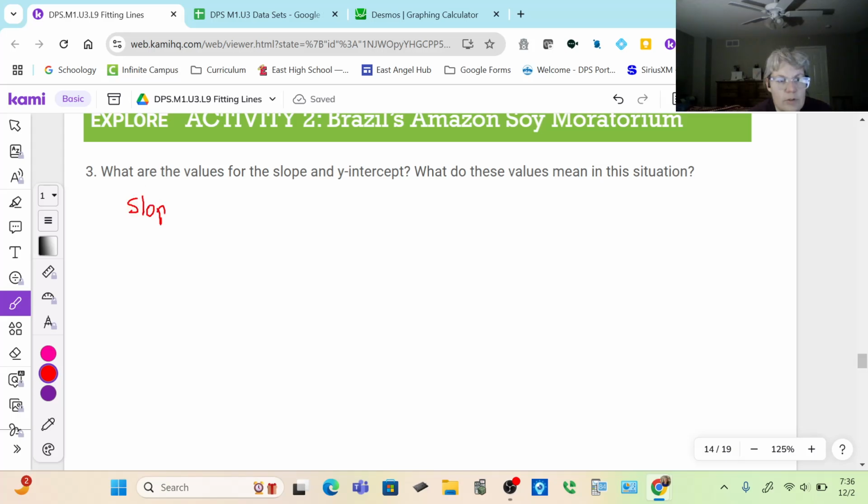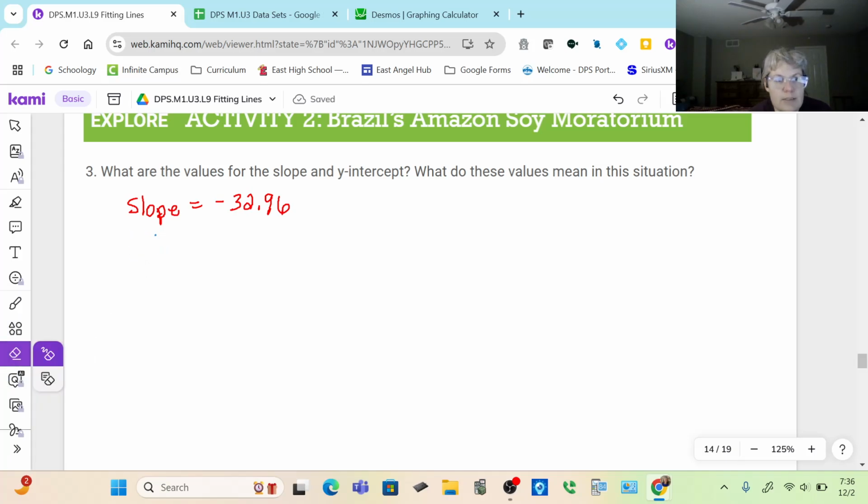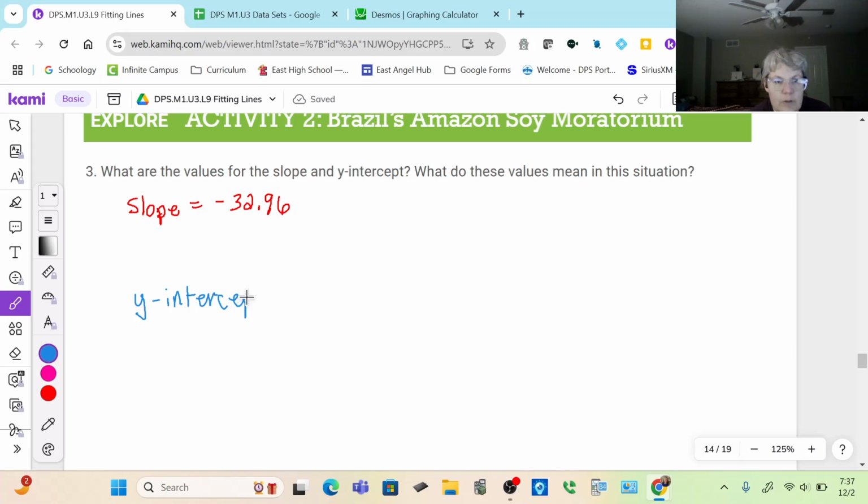So when I go to 3, we're going to identify that slope, and we said the slope was equal to negative 32.96, and the y-intercept was at 402.5. But I want to give myself some room here because I'm not only identifying them, but it says, what do these values mean in this situation? Another way it could be stated is interpret the meaning in the context. So my y-intercept was 402.5.